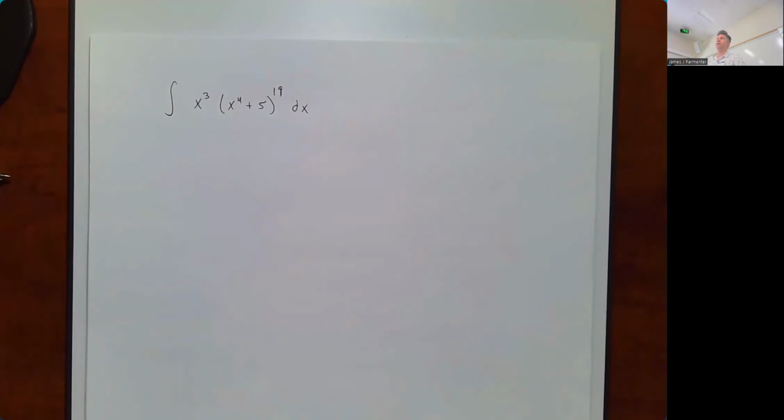Technically, you could multiply this out. Nobody should. If you multiply that out, you'd have like 20 terms. I don't want to do that. You don't want to do that. It's not easy to do, and it's not the point of the problem. So we're going to make a choice for you.